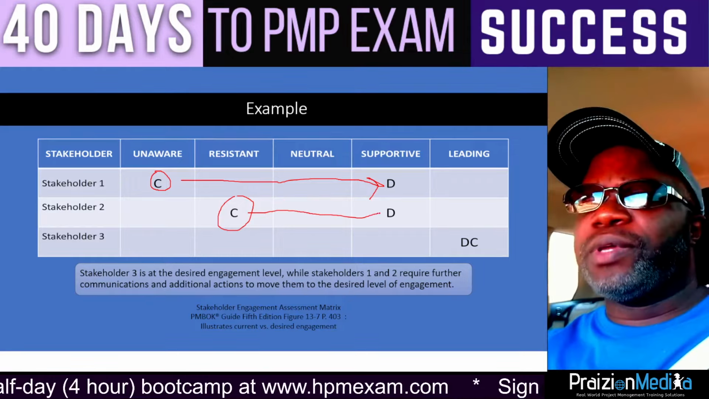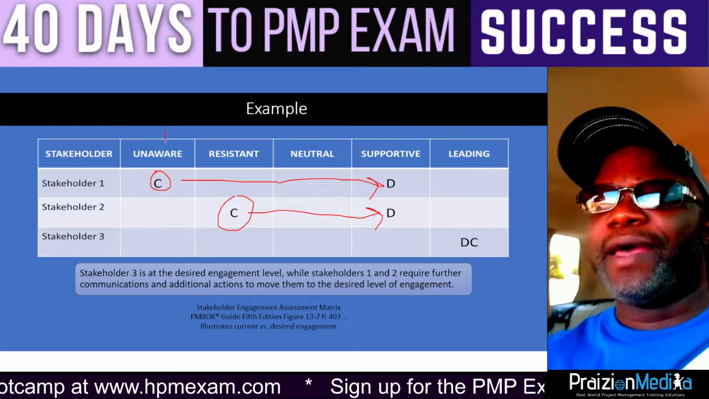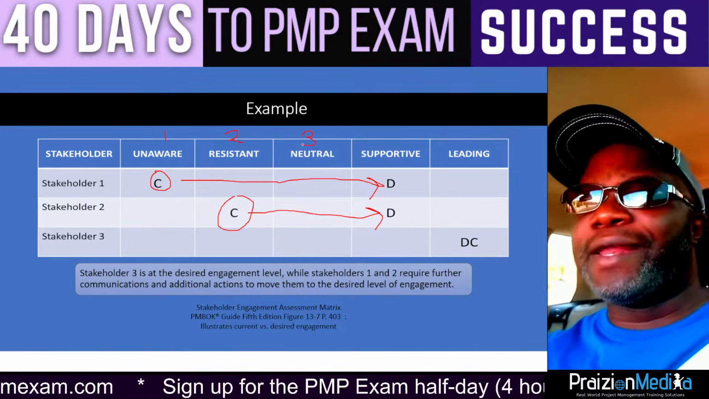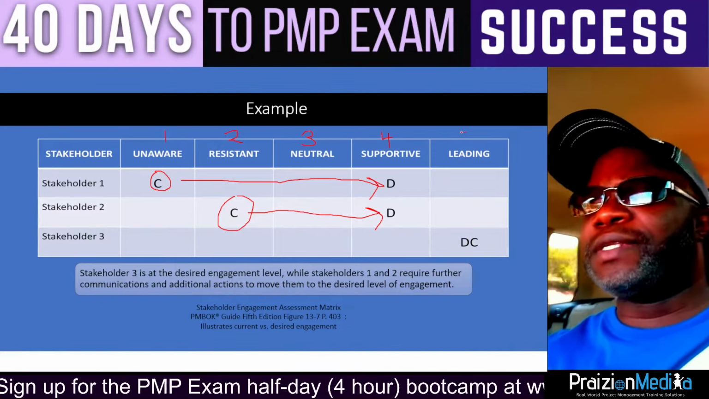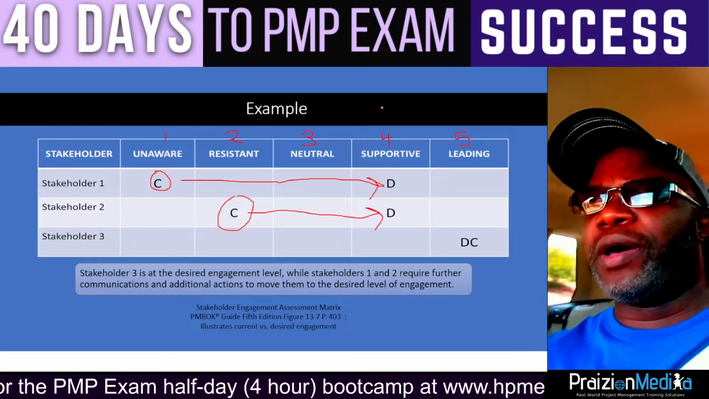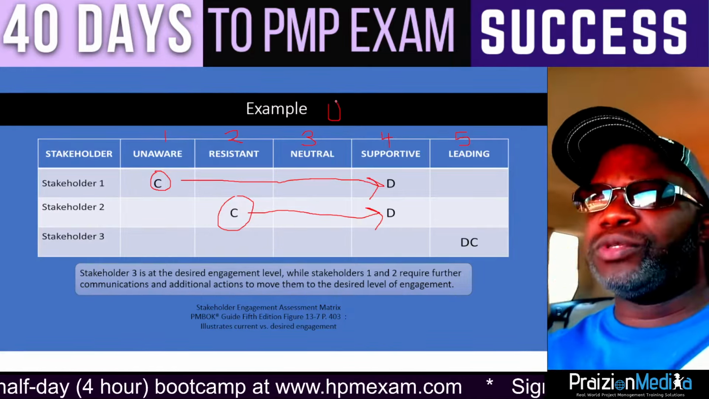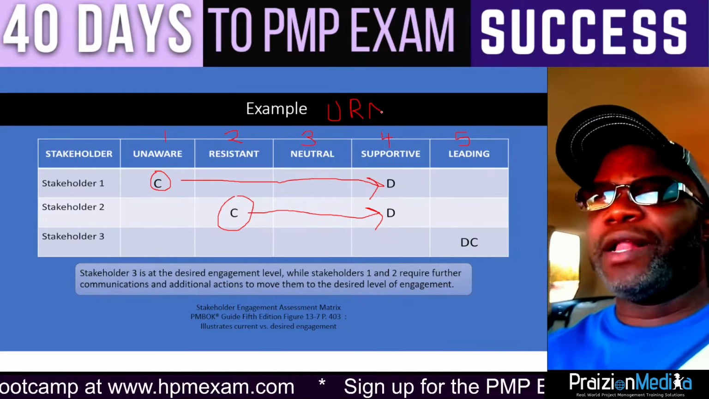So you have a 5 configuration. It goes URNSL, I beg your pardon. And I call this earns less. U for unaware, R for resistant, N for neutral, S for supportive, and L for leading.